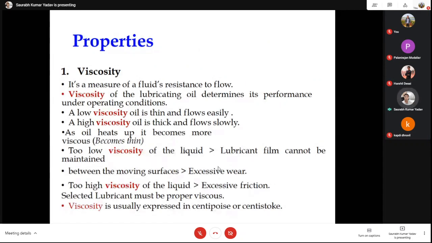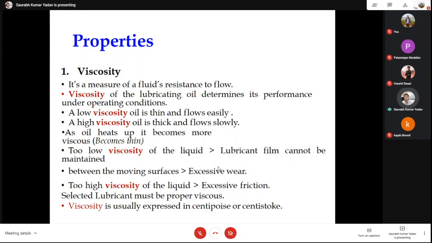These are some parameters, like the viscosity property that we have discussed. So how does viscosity affect? Viscosity measures the flow resistance of a lubricant. Viscosity of lubricating oil determines its performance under the operating condition. A low viscosity oil is thin and flows easily. A high viscosity oil is thick and flows slowly. As oil heats up, it becomes less viscous, becomes thin.